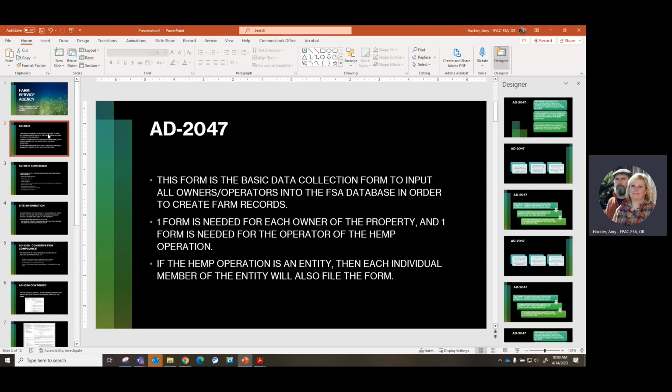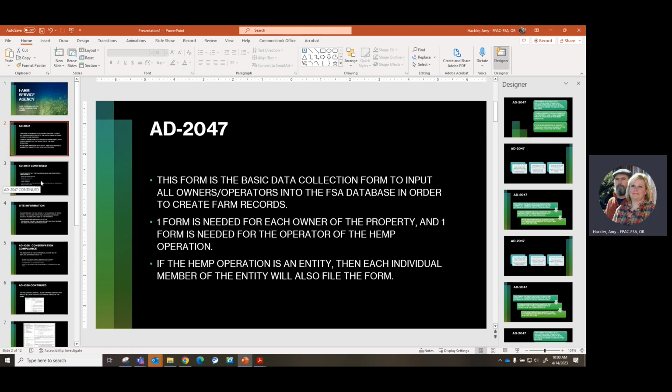So the first form I want to talk about is the AD 2047. This is just our basic data collection form where we obtain basic information in order to get you in the database and create farm records. We ask that one form be completed for each owner of the property and one form for the operator of the hemp operation. For example, if there are 2 or 3 owners, then each of them will need to fill an AD 2047 out.